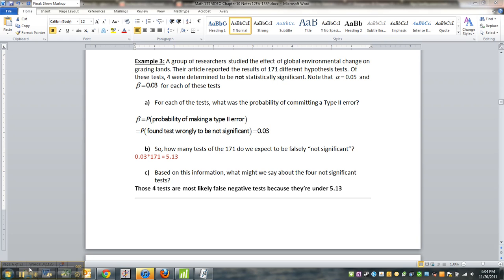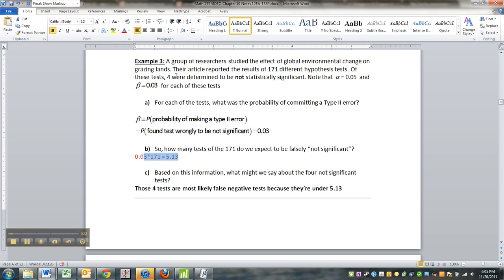Real quickly before I move on, I just want to make sure everybody understands the logic of what we were just talking about. It's saying, look, 3% of these tests are going to end up saying, oh, it's not significant, okay? And then the question is, so you got 171 different tests. How many false negatives, false not significance do you expect? And the answer is 5.